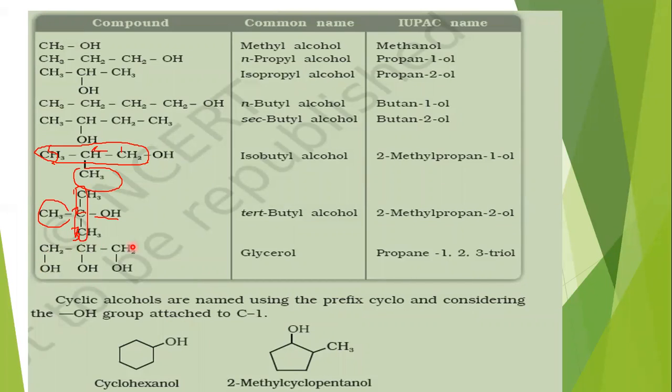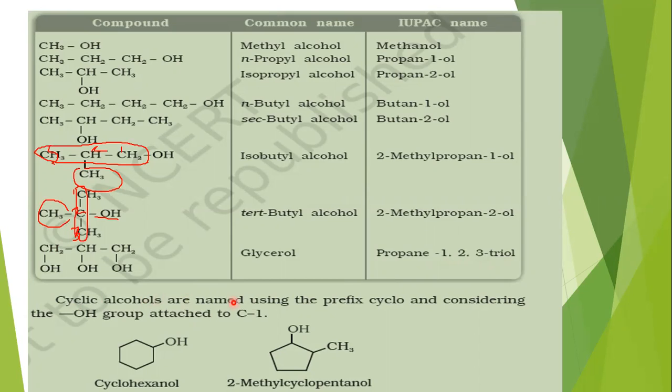1, 2, 3 means the parent alkane is propane. In this propane, from all these carbons, 1 hydrogen is replaced by 1 OH group, meaning a total of 3 hydrogens are replaced by 3 hydroxyl groups. So the common name is glycerol, and the IUPAC name is propane-1,2,3-triol. 3 hydroxyl groups, so triol. And where are these 3 hydroxyl groups present? At the first carbon, second carbon, and third carbon.